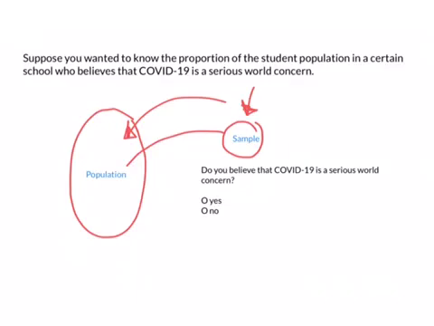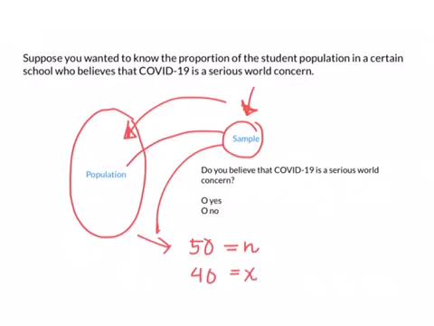So in this study, our main question would be, do you believe that COVID-19 is a serious world concern? The respondents can simply say yes or say no. If our goal is to get the number of those people who said yes, then let's say from the respondents, we ask about 50 people. So this 50 is our sample size. Let's call this n.